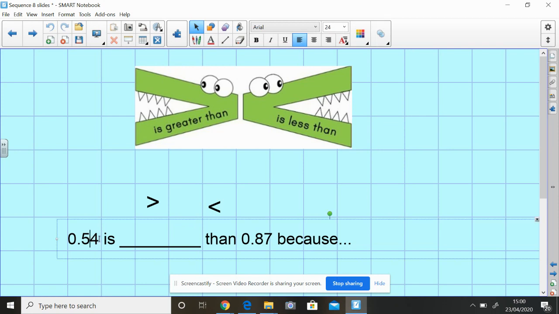Okay, let's give you another one. 1.56 is greater than or less than 1.47?